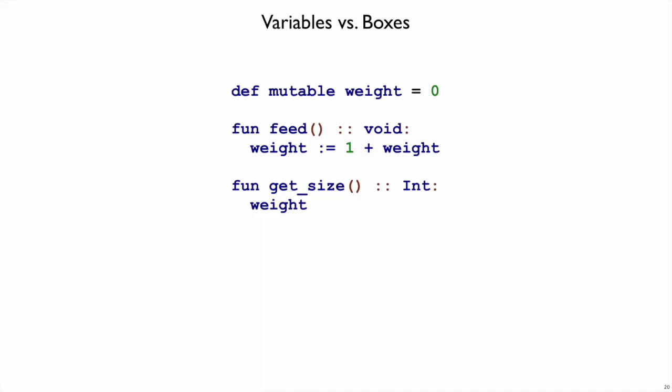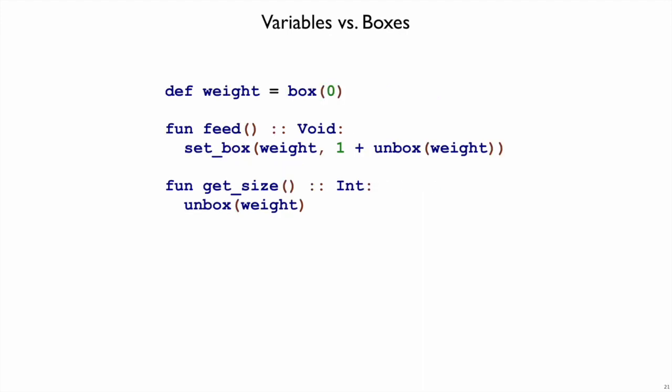We have now mutable variables as one way of implementing state. So here I've got a mutable variable weight. I have feed and get size that communicate through those variables in the sense that get size returns the current weight and feed changes the value of weight by using the current value but adding 1 to it and assigning that into weight. Mutable variables are only one form of state, however.